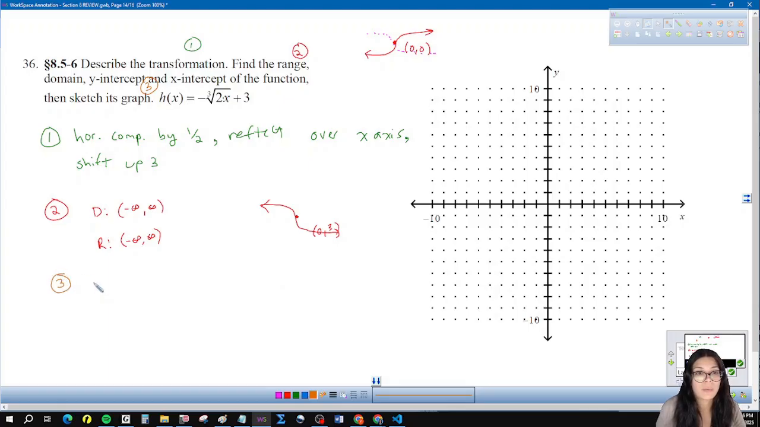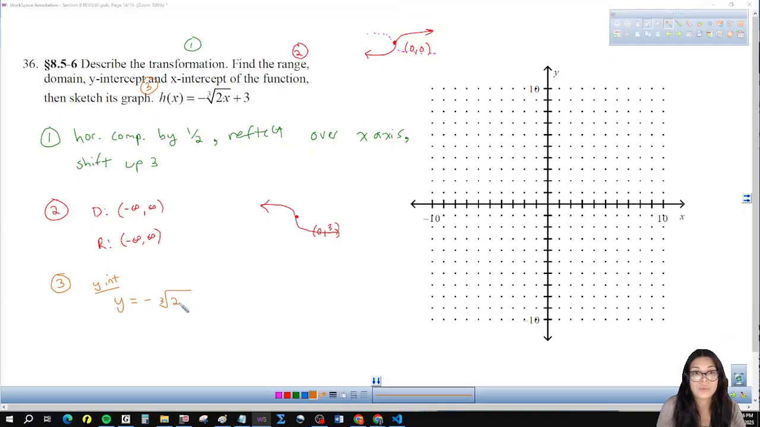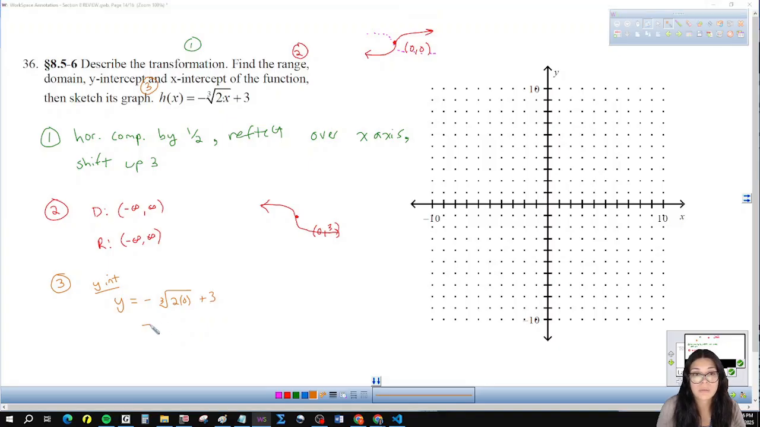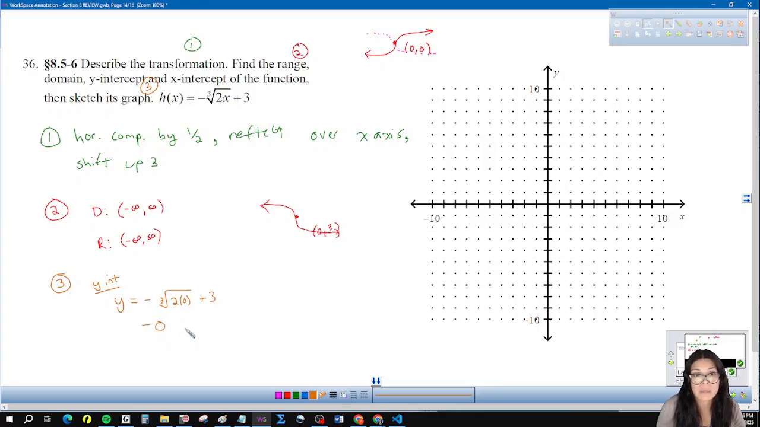Now, the third thing that they want us to do here is determine the intercepts, the x-intercept and y-intercept. For the y-intercept, you're going to plug in x is 0. So y equals negative cube root of 2 times 0 plus 3. And 2 times 0 is 0. The cube root of 0 is 0. Negative 0 plus 3 is 3. So we have y equals 3, which makes sense because that is actually the center.